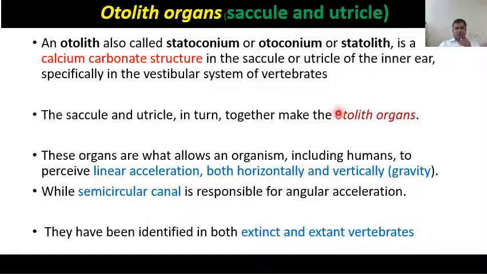So next is the otolith organ. Otolith, statoconium, otoconium or statolith is a calcium carbonate structure which is present in the saccule and utricle. So combined, saccule and utricle are called the otolith organ, and the otolith organ is responsible for linear movement. So it is linear acceleration, both horizontal and vertical, while we have already discussed that the semicircular canal is responsible for angular acceleration.